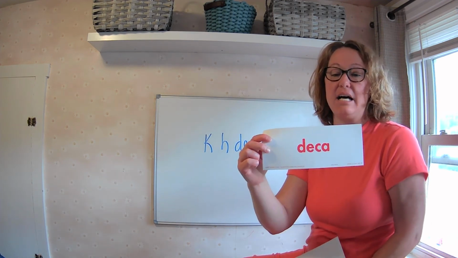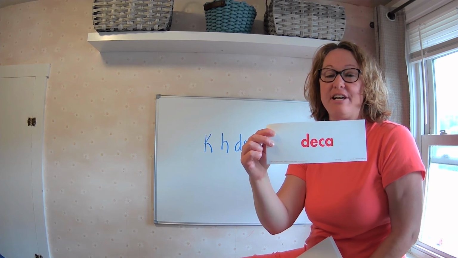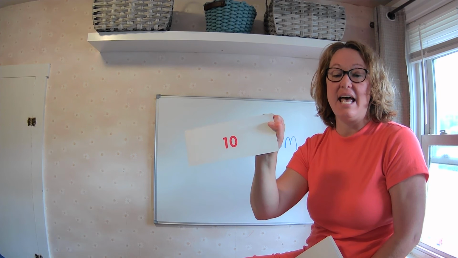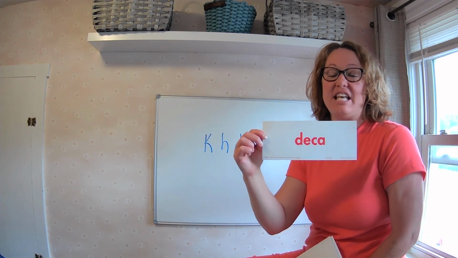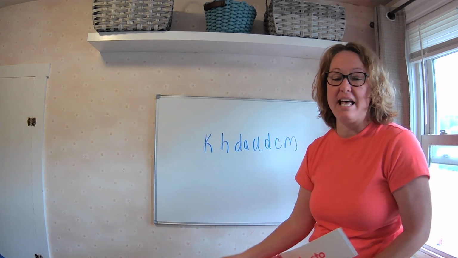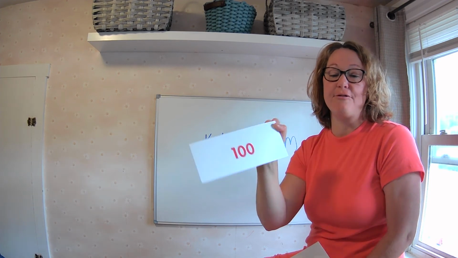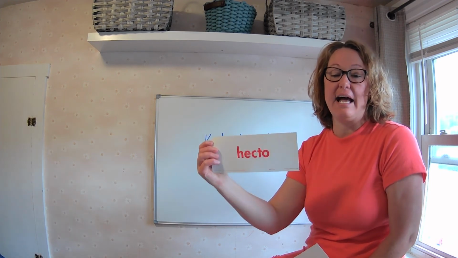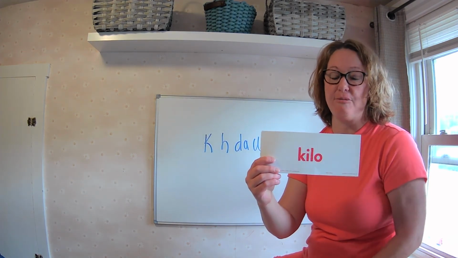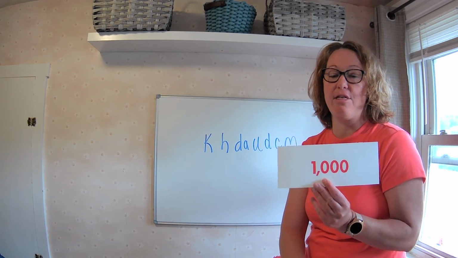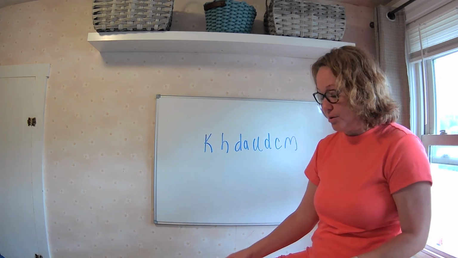We have deca. If you know that a decade has 10 years, that's because the prefix deca stands for 10. Even in the Olympics, you have a decathlon, and that's because there are 10 events, because deca again stands for 10. The prefix hecto stands for 100. Then we have kilo, which is the largest of the measurements, and it is 1,000. A kilo means 1,000.